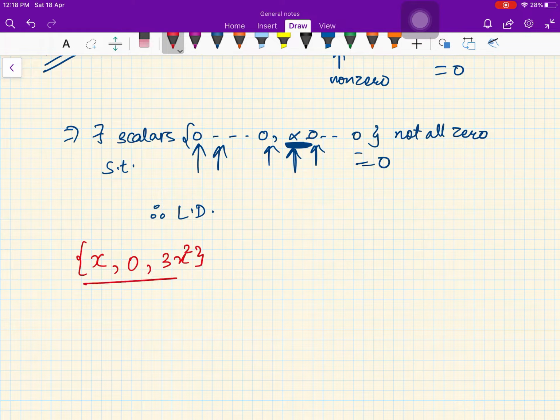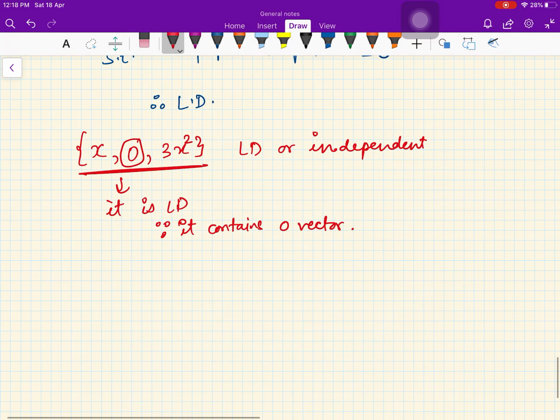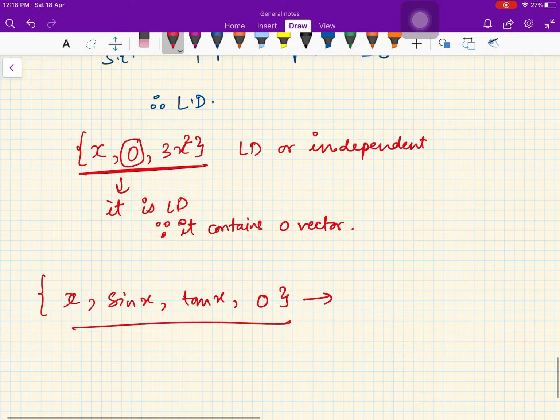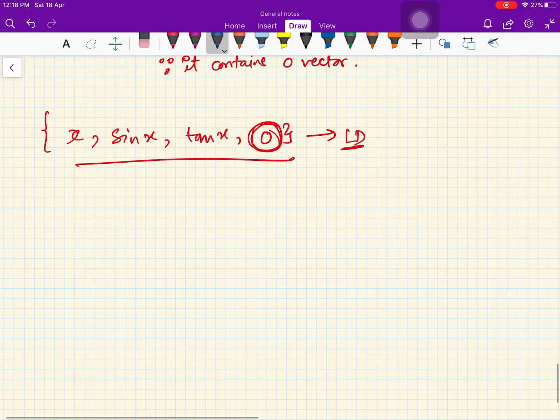For example, if you have a question in the exam, for example, x, 0, 3x, 3x square, is it linearly dependent or independent? You don't have to check anything because it contains the zero element. It is linearly dependent because it contains the zero vector. Okay, so you can see sometimes the question can be very tough, like you are given this and asked, well, what is this, linearly independent or dependent? You'll say linearly dependent straight away because it contains the zero vector, right? So you don't have to check anything. So these results are quite useful.